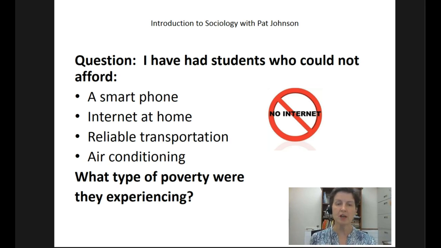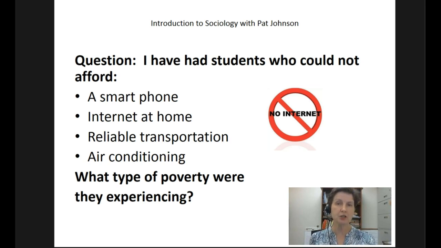Ask yourself, what type of poverty were they experiencing? If you said the answer is relative poverty, you would be correct. My students were living in relative poverty. They had the basics to meet human needs to exist, but they didn't have those things that the rest of us took for granted, that the majority of people who live in this area have.